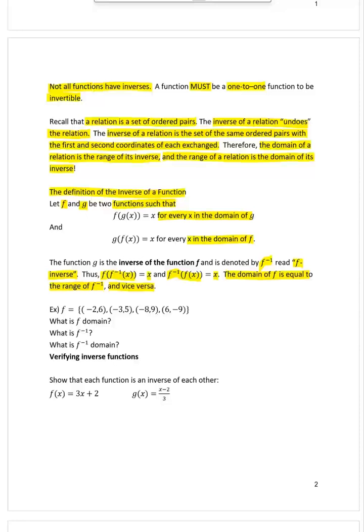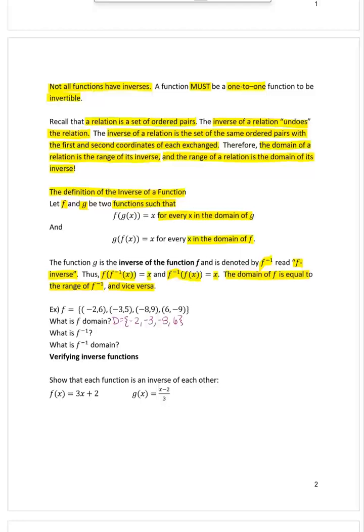Okay, let's look at this example. So we have f equals this set of ordered pairs, okay? First we're going to find the domain of just f. So our domain is going to equal -2, -3, -8, and 6, right? Just our x's.